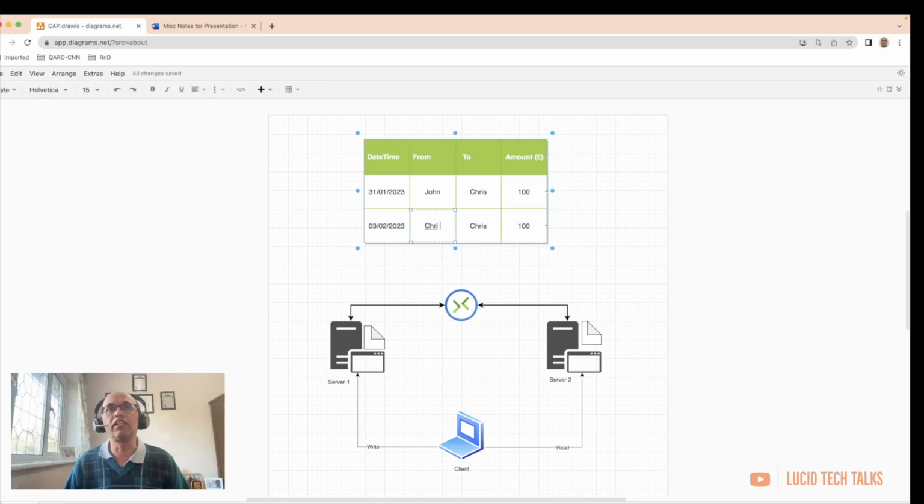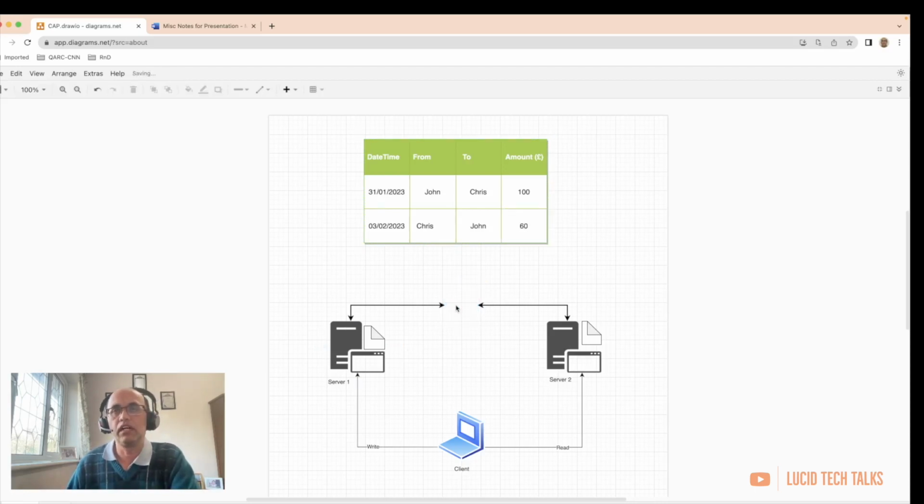So Chris has returned, let's say 60 pounds to John. So again, this information through this client is being written, let's say again on server one. So server one has written this information in here. And when it tries to replicate this information, some error occurs, some network error.